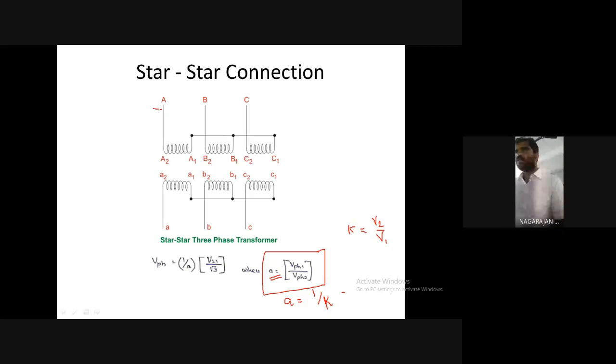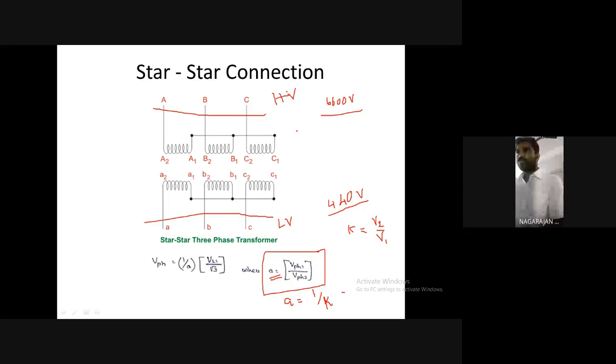So for example, I told you this part is the high voltage side and this part is the low voltage side. So the high voltage side must be having, for example, let us take 6,600 volts versus a 440 volts transformer. So obviously the 6,600 volts side will be bigger compared to the 440 volts side.